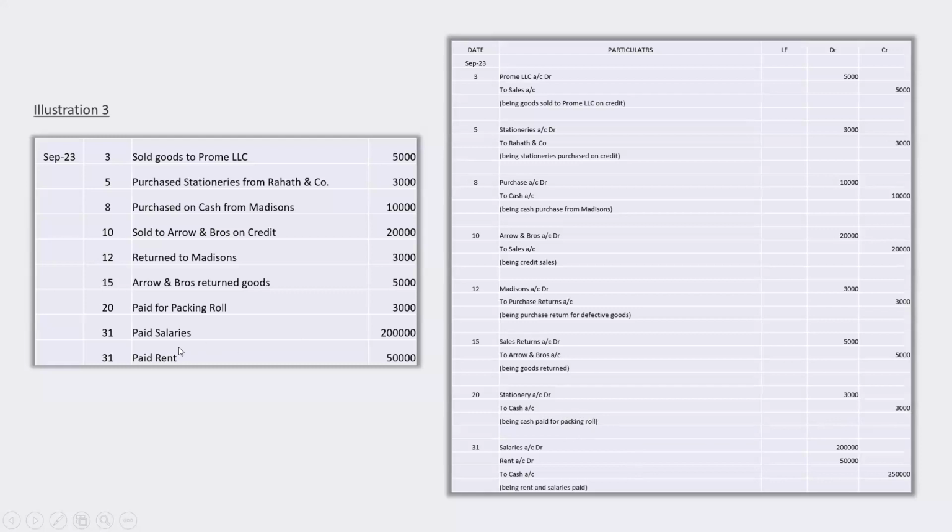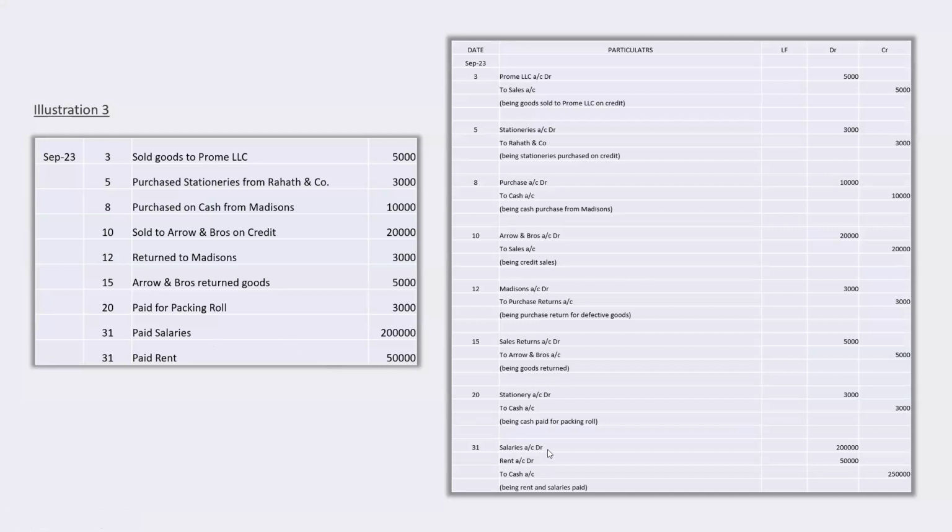And here you can see the compound entry. This is done on the same date, so you don't have to do multiple entries here. On the same date, salaries worth at least 2 lakhs have been paid, and rent worth 50,000 is also paid. Both are done on the same day. So here is the compound entry.